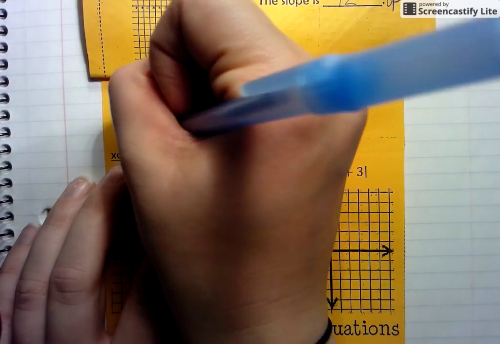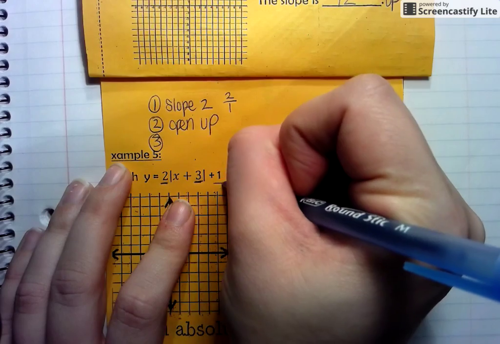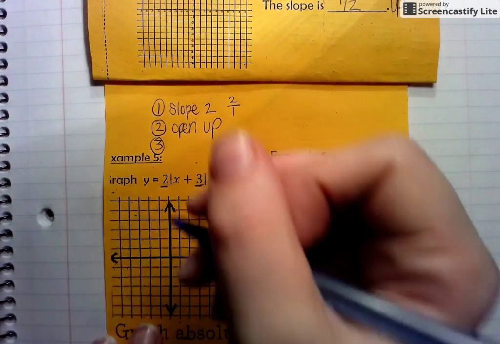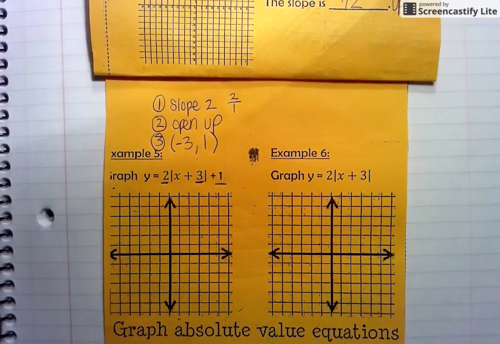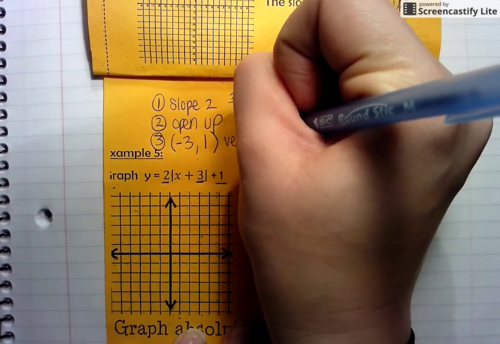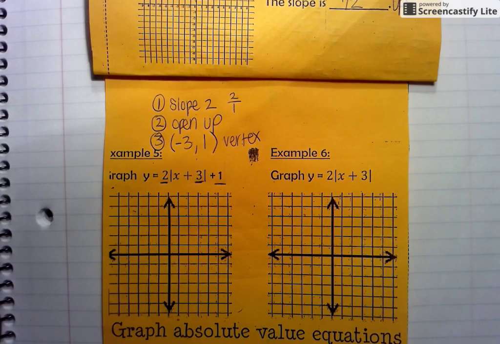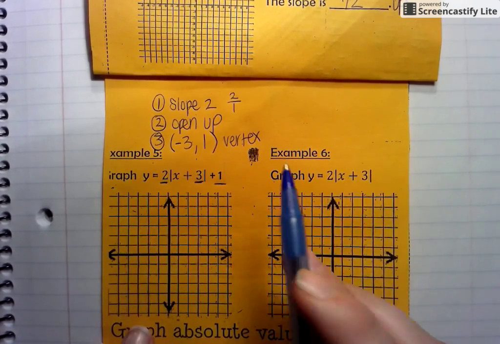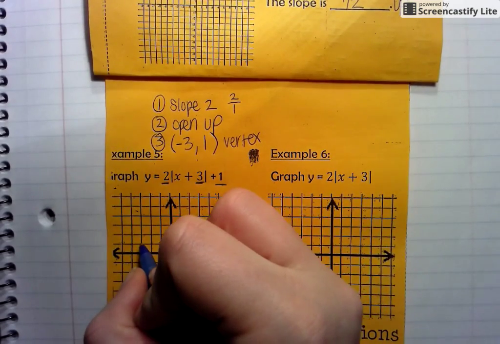And then our vertex is always the opposite of our b value, which is our 3, and our c value. So the opposite of our b value is going to be negative 3, comma, a positive 1. I'm going to write vertex here too. We always want to start with our vertex because that's our starting point. That's going to be our lowest point, so it's either our minimum or our maximum point. In this case, it's going to start at negative 3, 1. So I'm going to go over 1, 2, 3, and up 1.